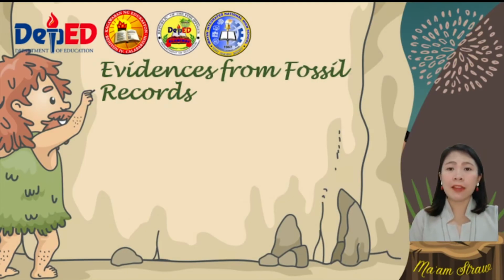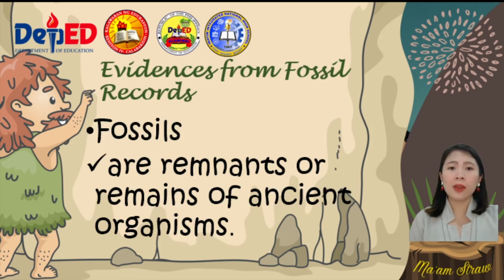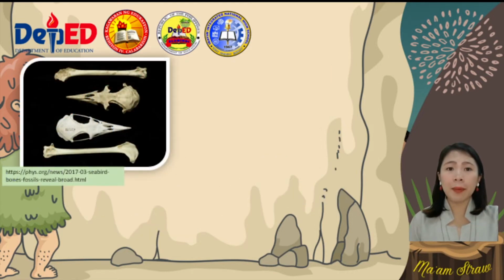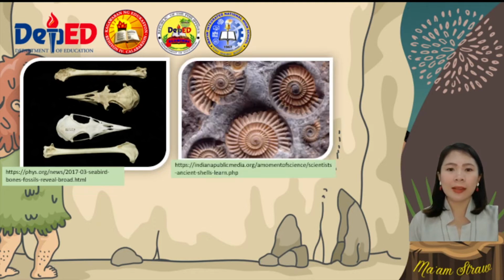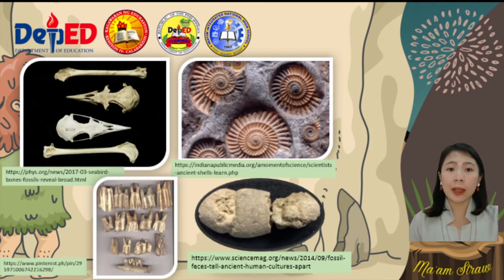For our first evidence, we have evidences from fossil records. So what are fossils? Fossils are remnants or remains of ancient organisms. They are traces of organisms that lived in the past and were preserved by natural processes or catastrophic events. They can be remains of organisms, which includes bones, shells, teeth, and also feces embedded in rocks, peat, resins, and ice. They give us a picture of how organisms have changed over time.